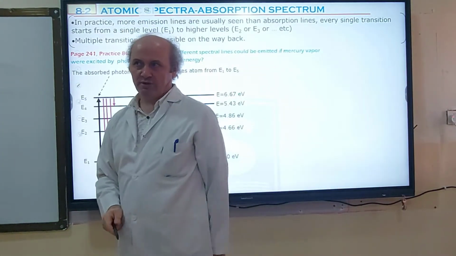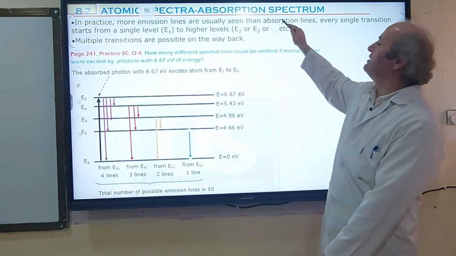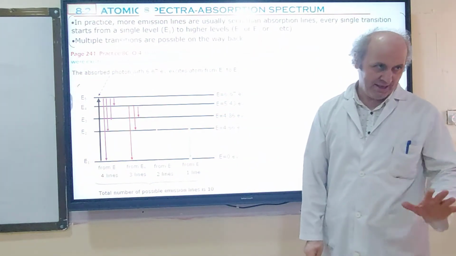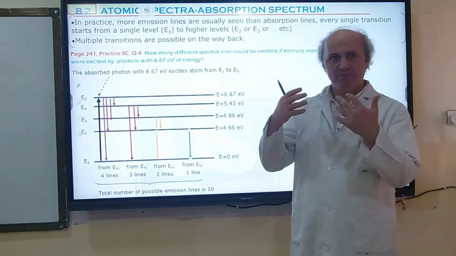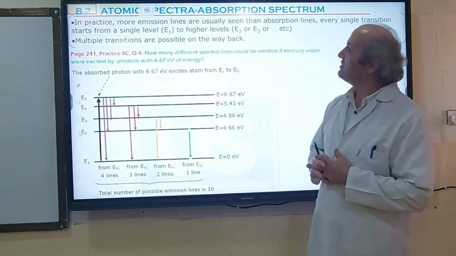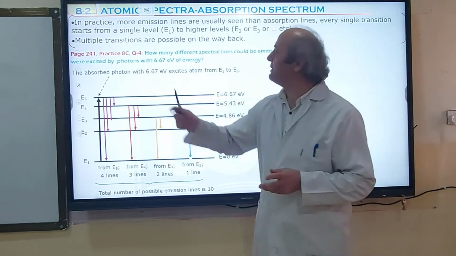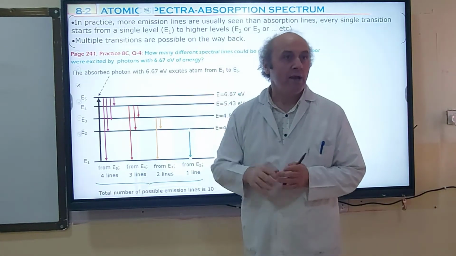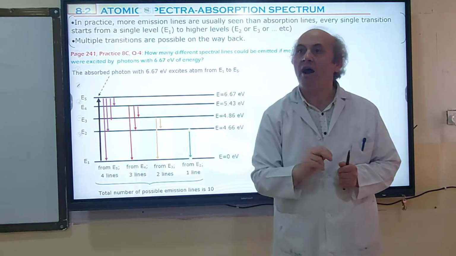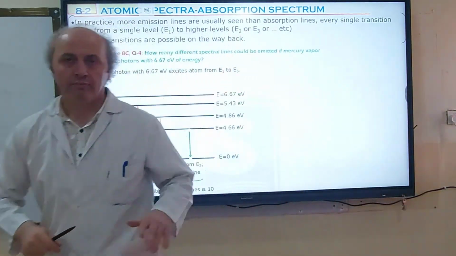For many gases, more emission lines are usually seen than absorption lines. For hydrogen, because visible is very limited, but for many gases, more emission lines are usually seen than absorption lines. That is, multiple transitions are possible on the way back. When the electrons are turning back to the ground state, multiple transitions are possible. Like what? I will explain by a question.